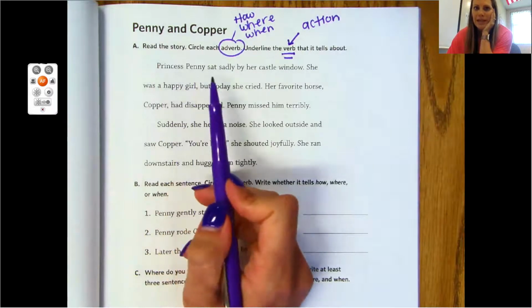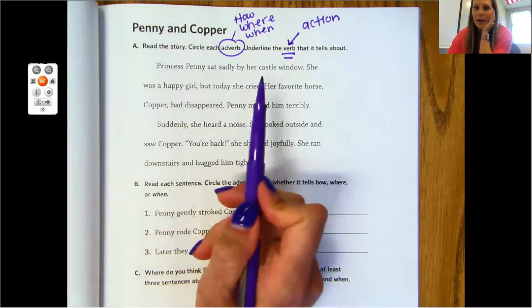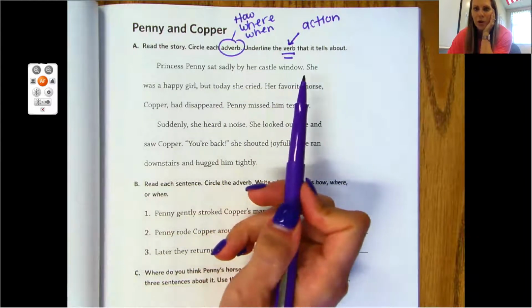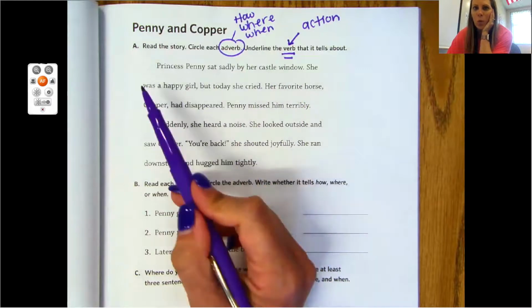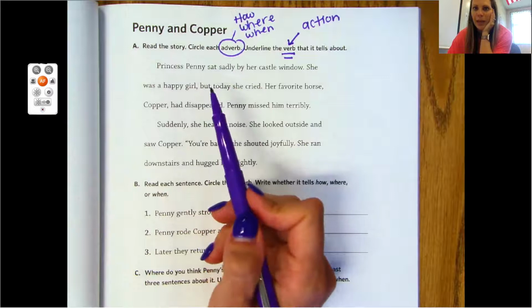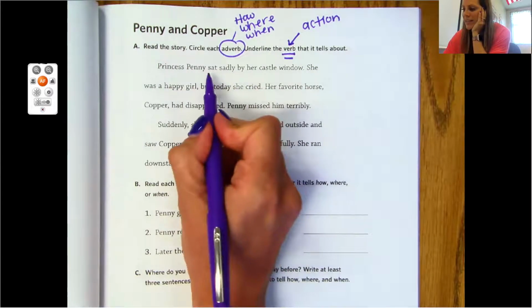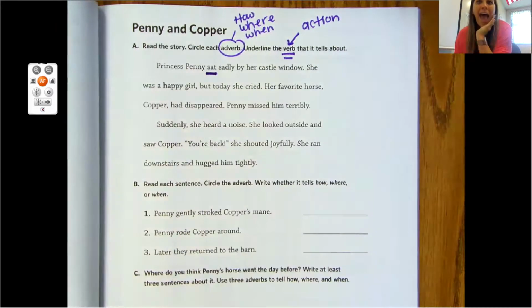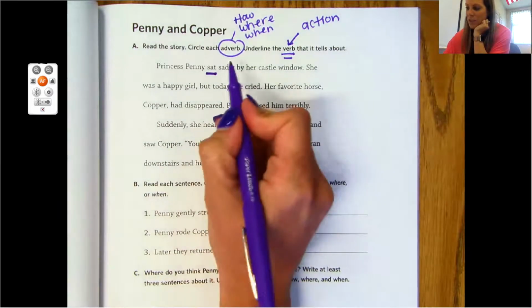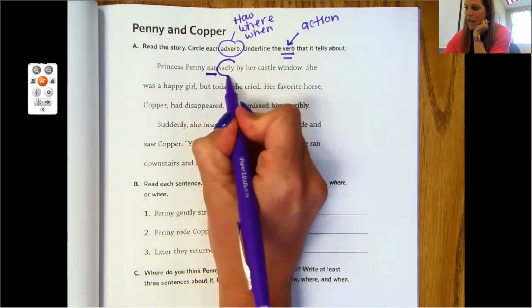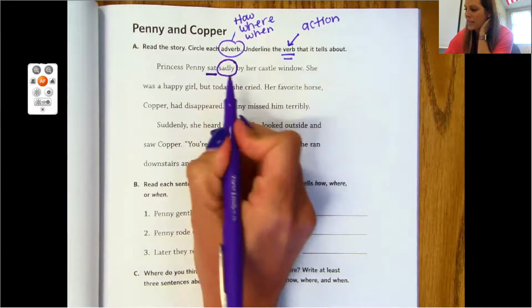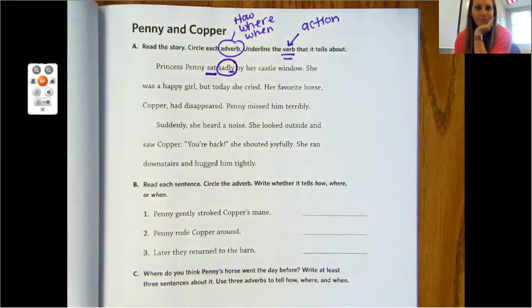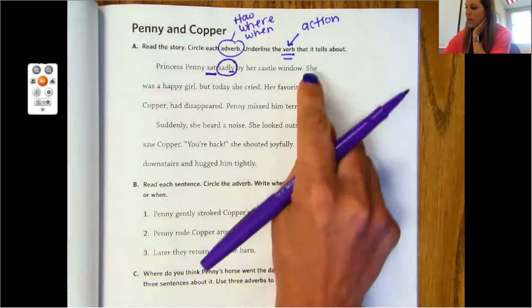Princess Penny sat sadly by her castle window. All right, I see a verb, I see an action word. What is Princess Penny doing? She sat, right? How did she sit? Well, right next to it, it describes how she sat. She sat sadly. Do you notice how it ends in the ly? All right, let's look at the next one.